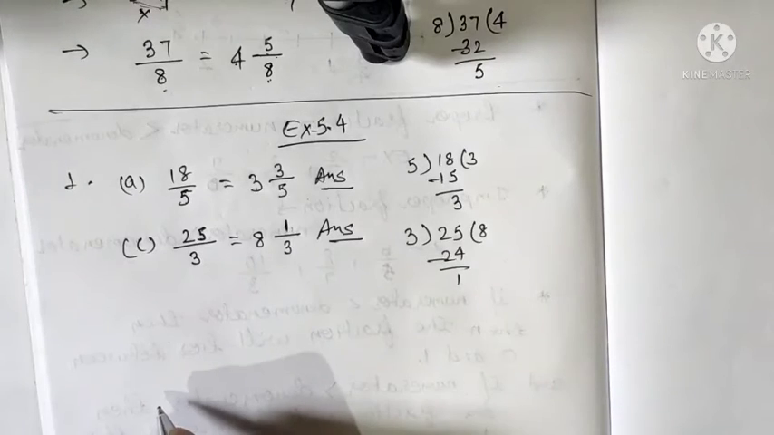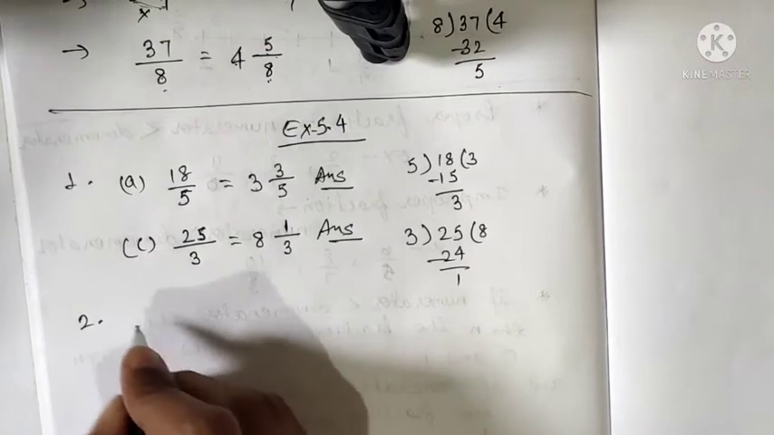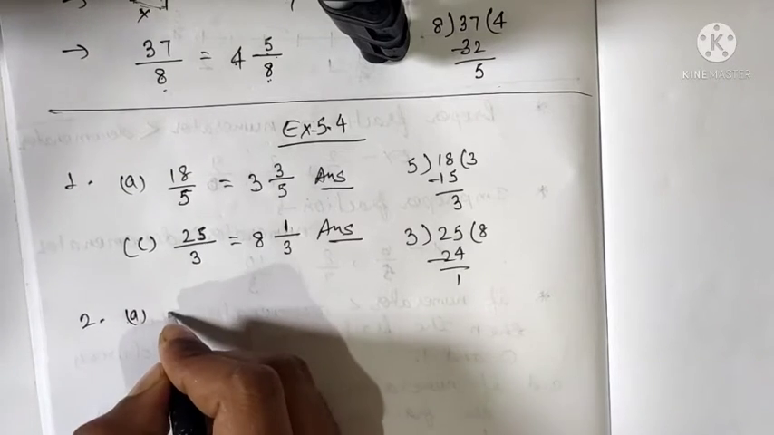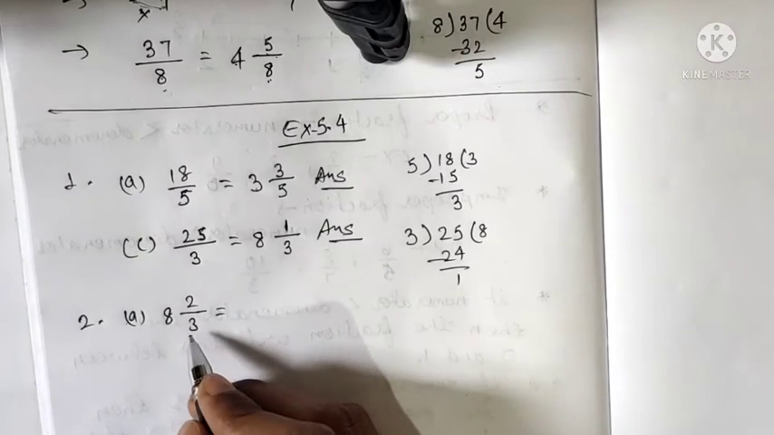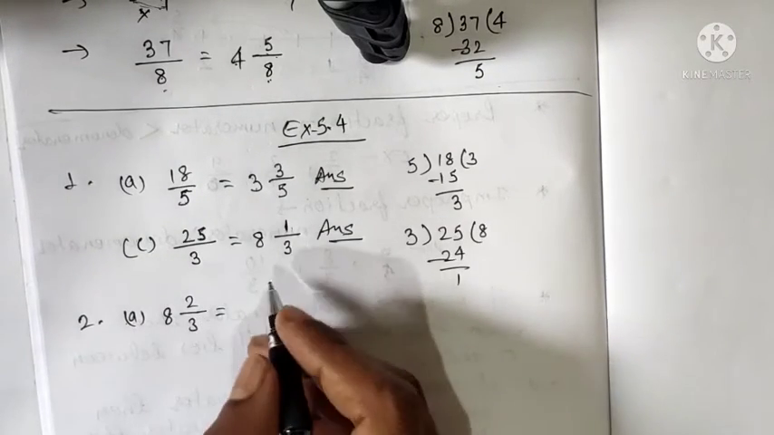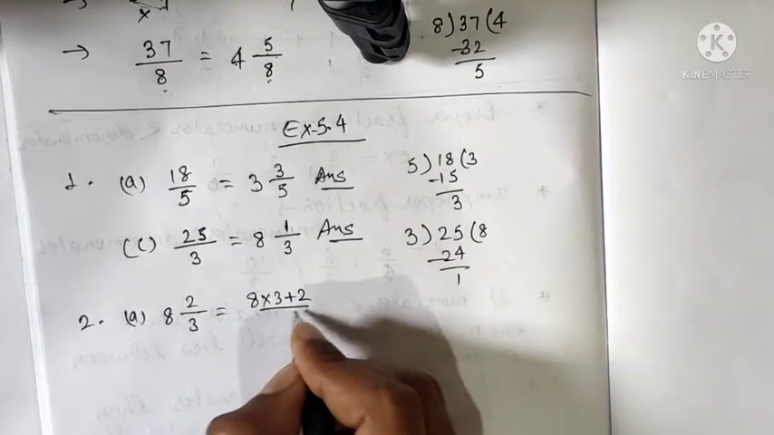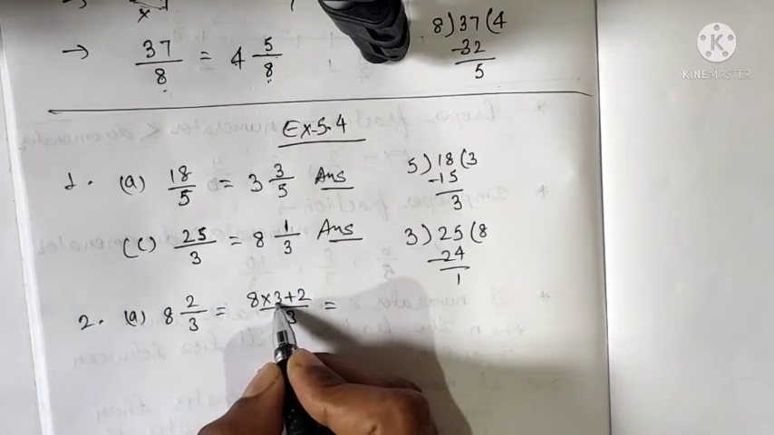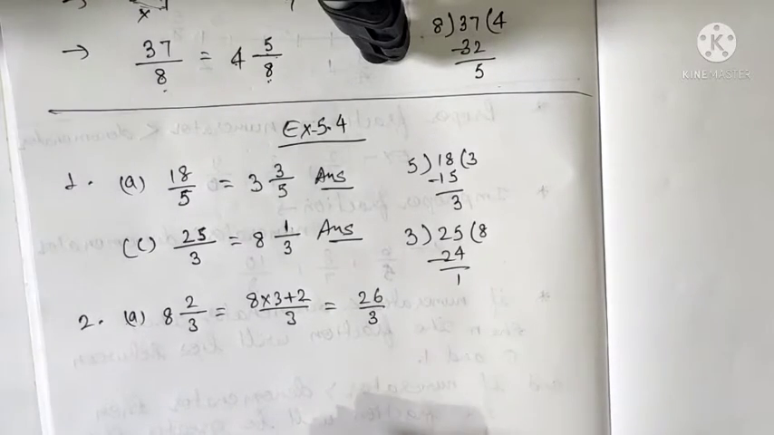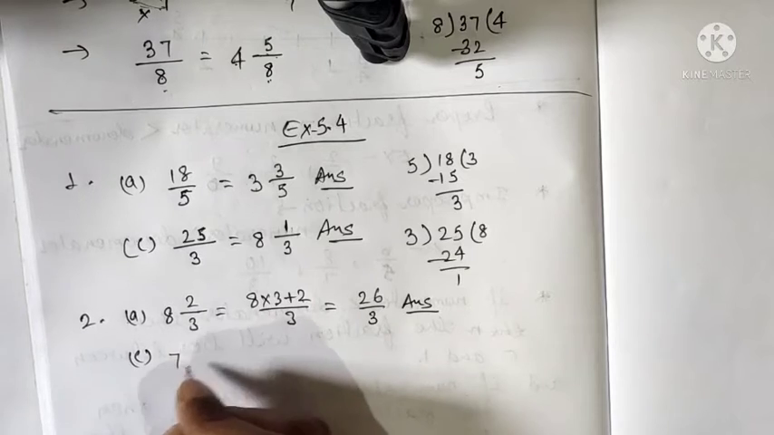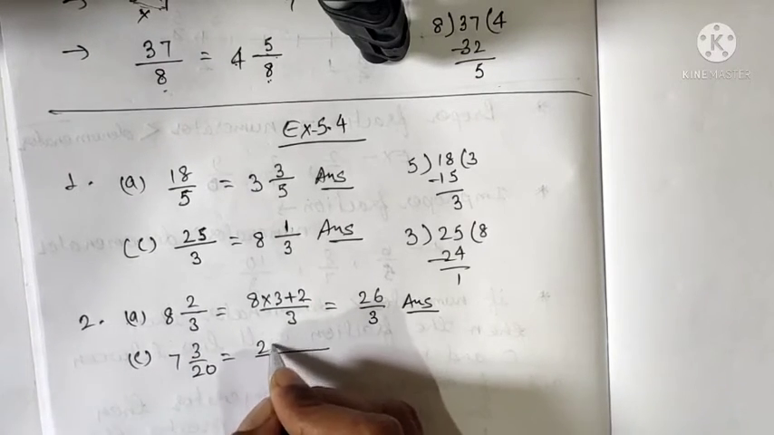Now question number 2. Question number 2 is convert the following into improper fractions, and A of 2 is 8 2 by 3. It is too easy, as we know how to convert a mixed fraction into an improper fraction. So it will be 8 into 3 plus 2 by 3. 8 threes are 24 plus 2, 26 by 3. Simple.